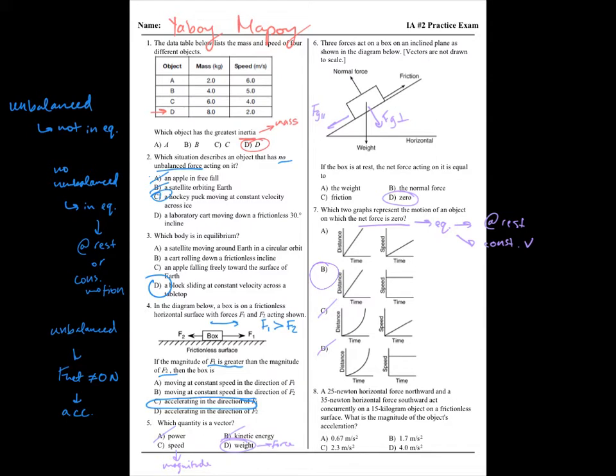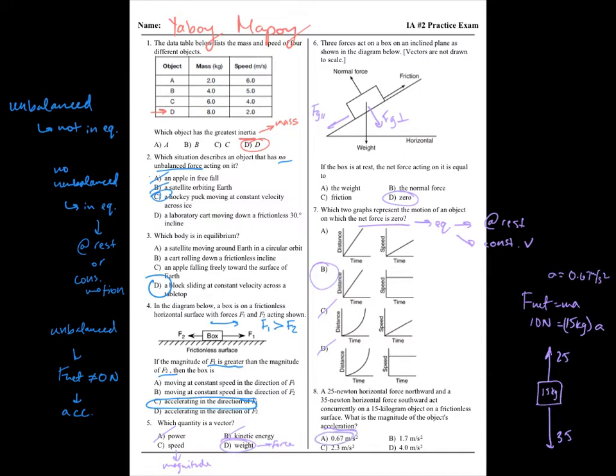Alright, number 8, a 25 newton horizontal force northward, so 25 here versus 35 down here with a 15 kilogram box. So we're looking for the acceleration. So F net equals ma. Our net force is the difference between these two opposing forces. Opposing forces meaning that you have one side stronger than the other. That means we take the difference. Our net force here is 10 newtons. Our mass is 15 kilograms. And we're looking for a. So 10 divided by 15, a is equal to 0.67 meters per second squared.